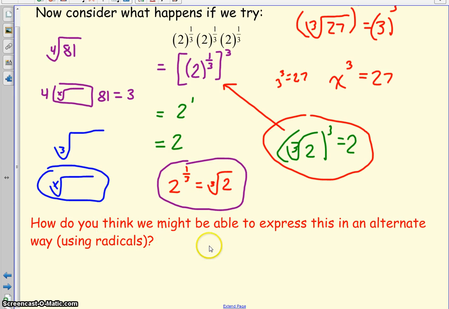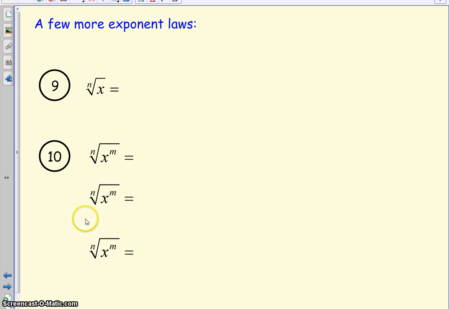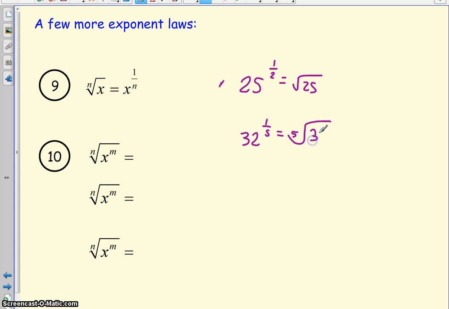So how can we express that in a different way using radicals? Well, in general, we can say that if you have any value x, the exponent of 1 over n is the same thing as the nth root of x. Let's try 25 to the exponent of 1 half will be equal to the same thing as the square root of 25. And 32 to the exponent of 1 over 5 will be equal to the fifth root of 32.